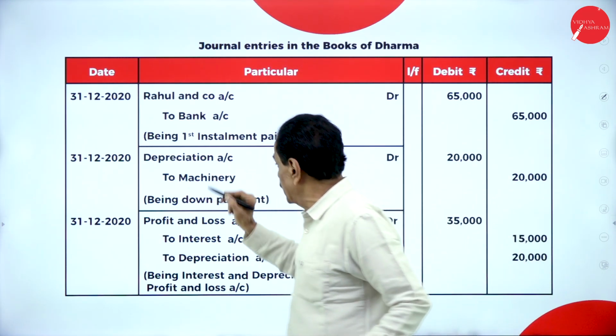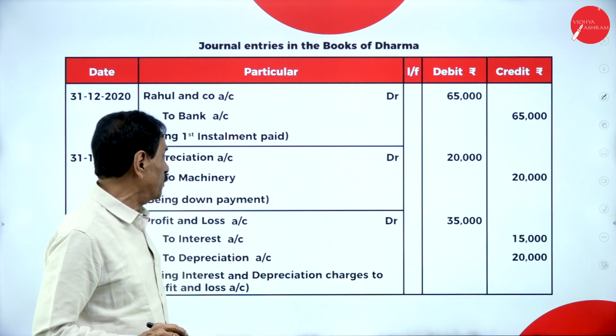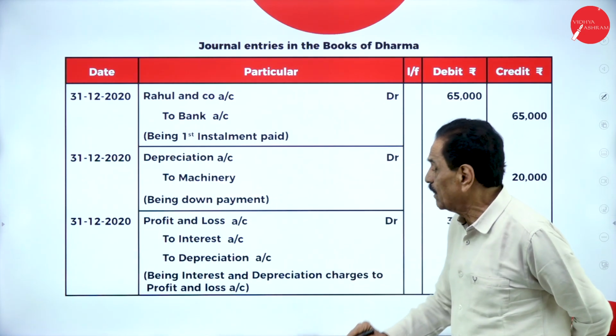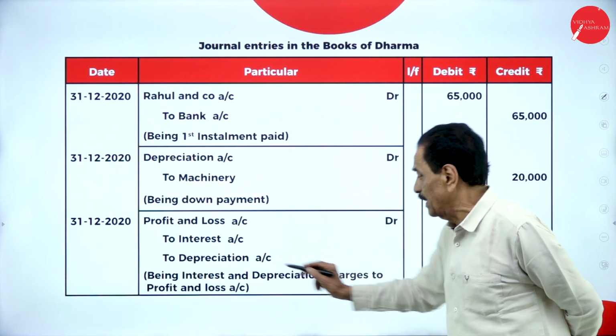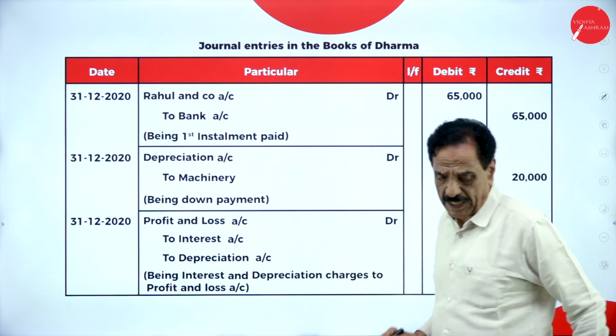Then depreciation of that year, depreciation account debtor 20,000 to machinery account 20,000. So both will be transferred to profit and loss account. Profit and loss account debtor to interest account, to depreciation. It's a transfer entry for the first year.